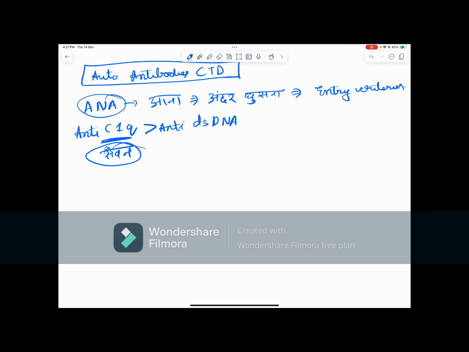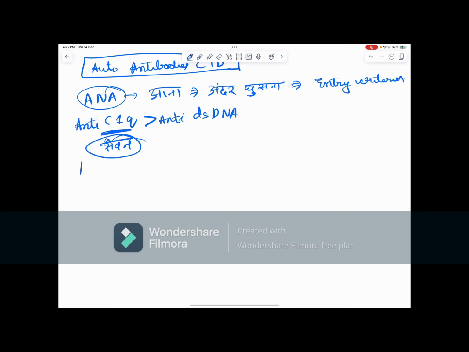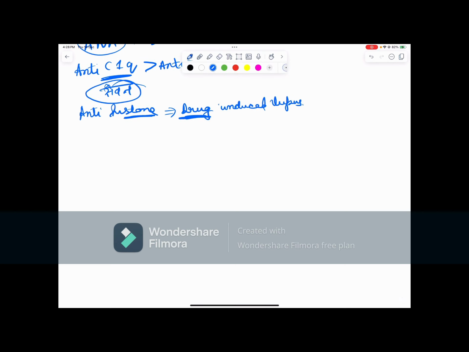Now we move towards the next antibody, that is antihistone. Antihistone is associated with drug induced lupus. Now stone, drug are derived from this stone, you can remember that. Now anti-Sm is the most specific. Sm most specific, just read it in reverse order.